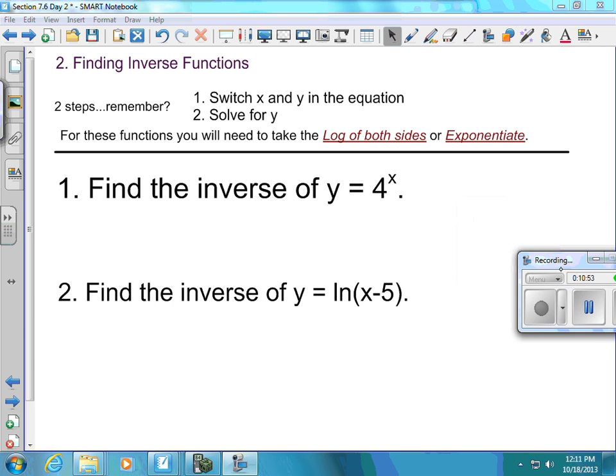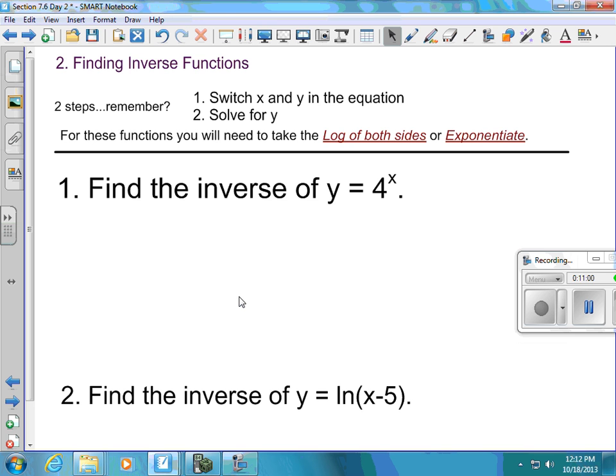So, what are we going to do? Well, in this case, first problem, number 1, it's an exponential equation. It's a base 4 to the x. So we're going to take the log base 4 on both sides. Before we do that, what should I do? I missed the first thing. Switch x and y in the equation. Forgot to mention that. But we already knew that one. We talked about that before.